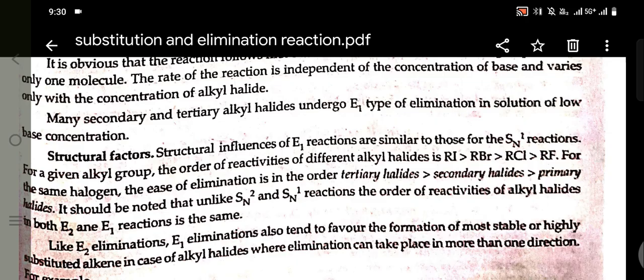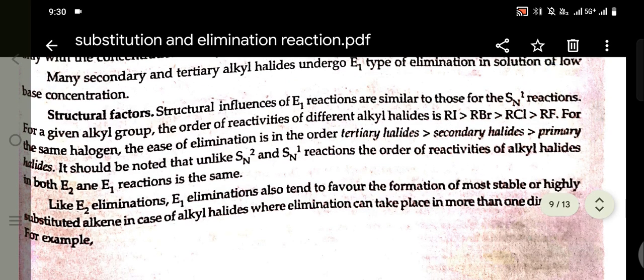halide, then primary halide. It should be noted that unlike SN2 and SN1 reaction, the order of reactivities of alkyl halides in both E2 and E1 reactions is the same. Like E2 elimination, E1 elimination also tends to favor the formation of the most stable or highly substituted alkene. In case of alkyl halides, elimination can take place in more than one direction.